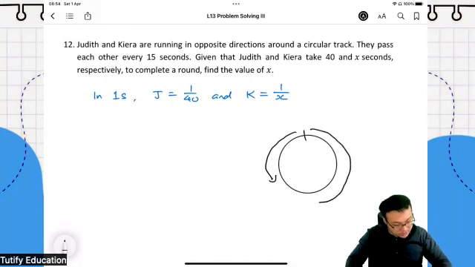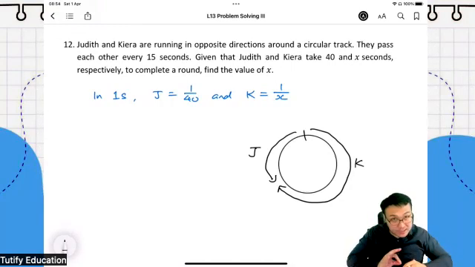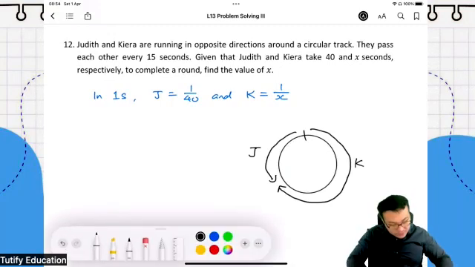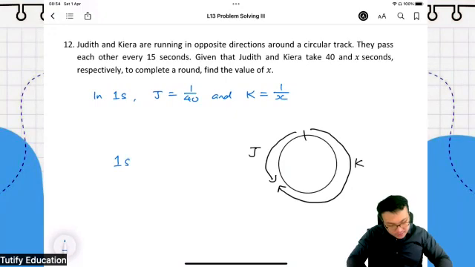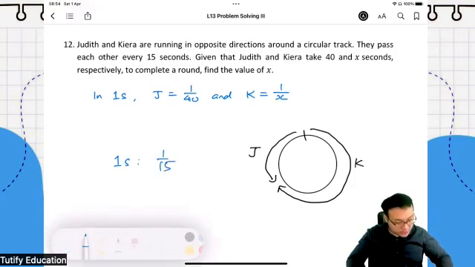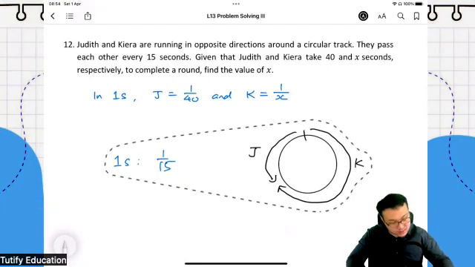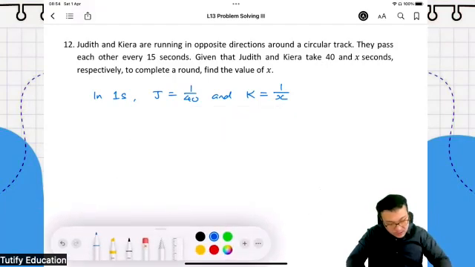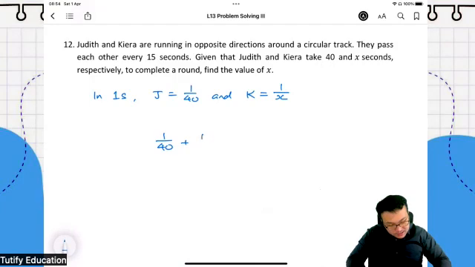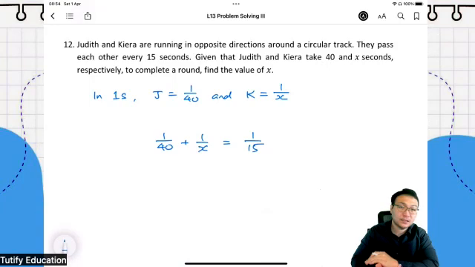You have just agreed with me that Judith and Kira, both of them together, take 15 seconds to run one circle. Yes? Yes. So if I give them 1 second, what fraction of the circle will both of them run? 1 out of 15. 1 out of 15. Correct. Very good. So let me delete this. I'm going to say that Judith plus Kira in 1 second will give you 1 out of 15. Agree? Yeah.